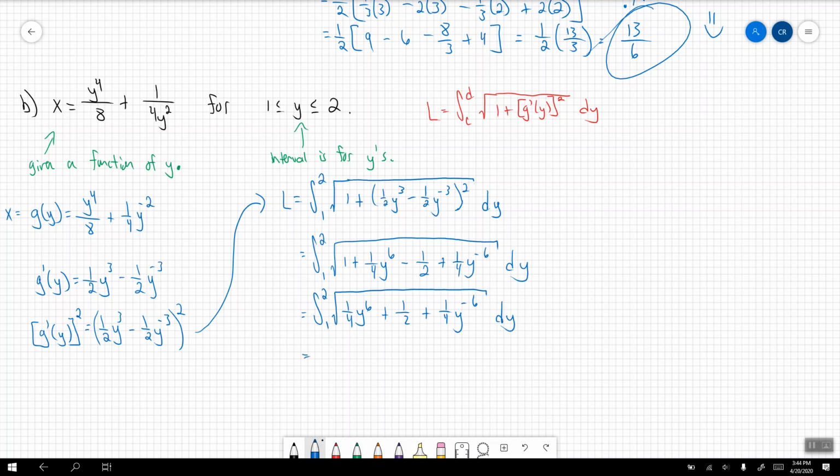Now looking at this integrand, again the integrand doesn't look nice. So we have to get past that reasoning of something needing to be nice in this particular case. So what I'm going to do here is notice that this is a perfect square.